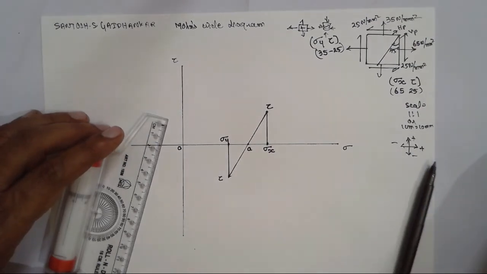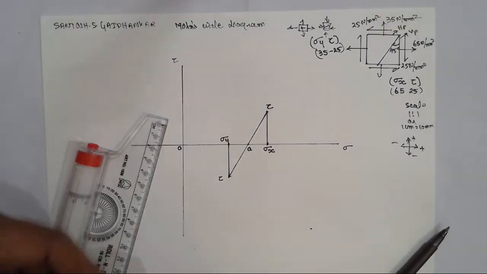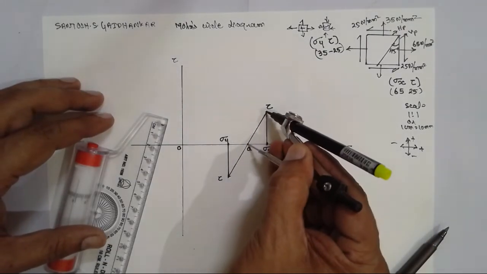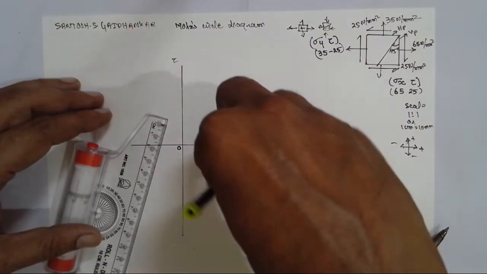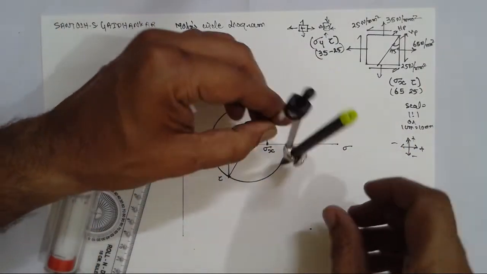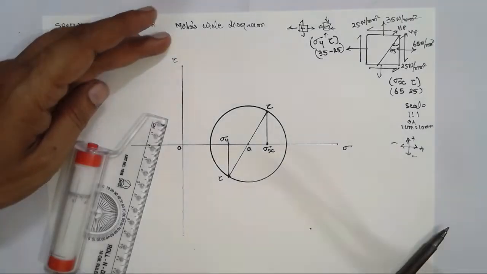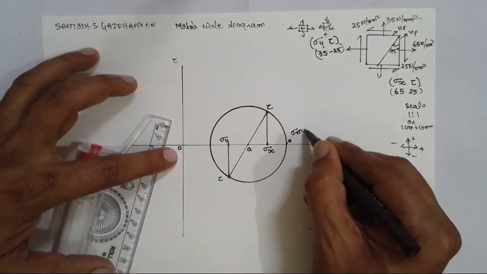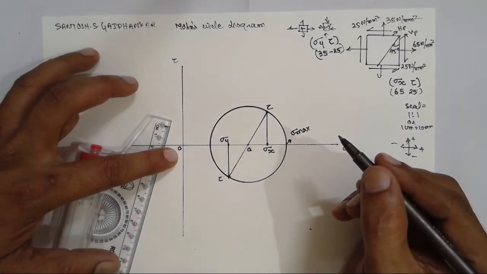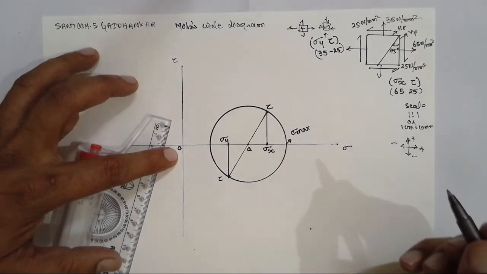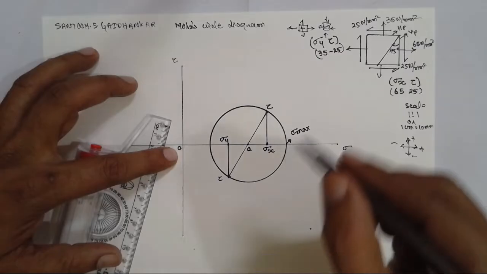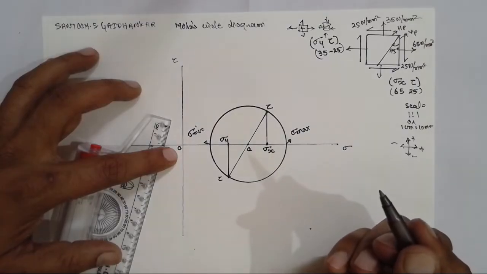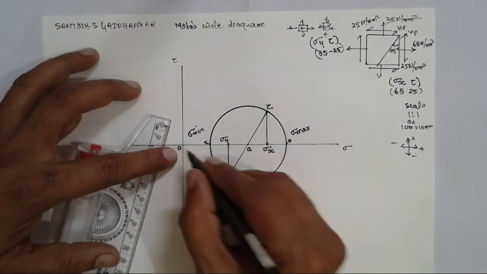Now, with A as center, draw the Mohr circle. Now, from O to this point, we call it sigma max, which is nothing but the maximum principal stress or major principal stress. Here we refer to sigma min, the minor principal stress. Now this is the major, this is the minor.